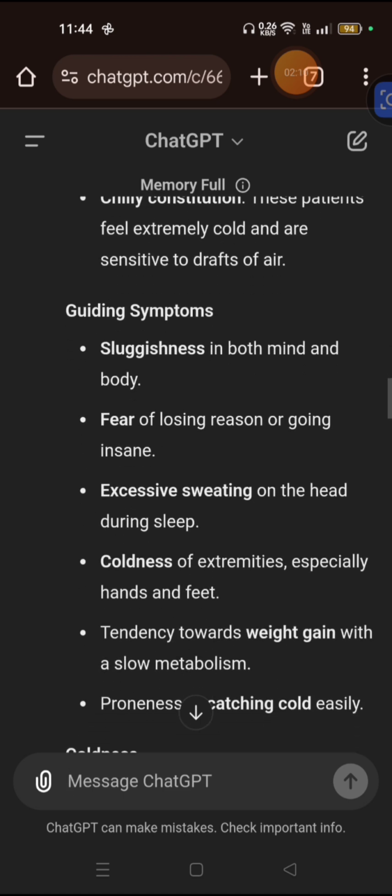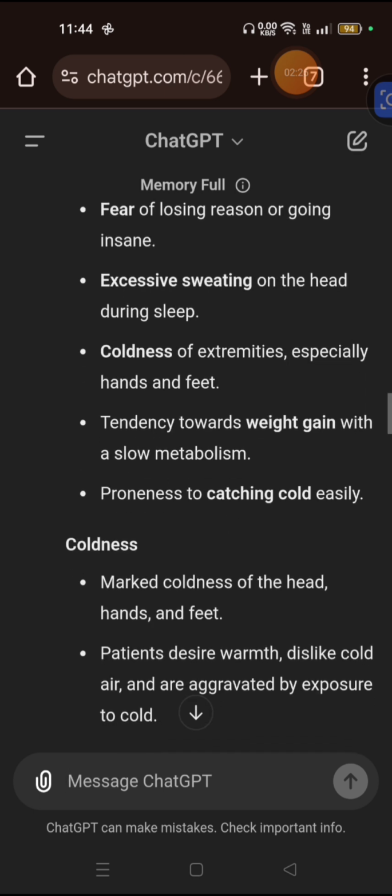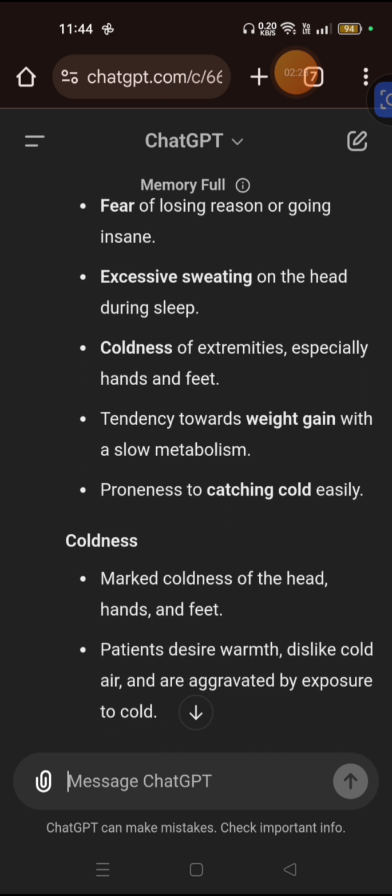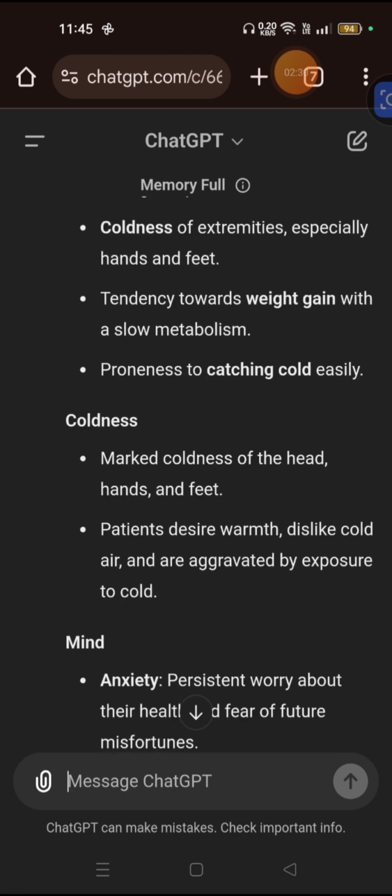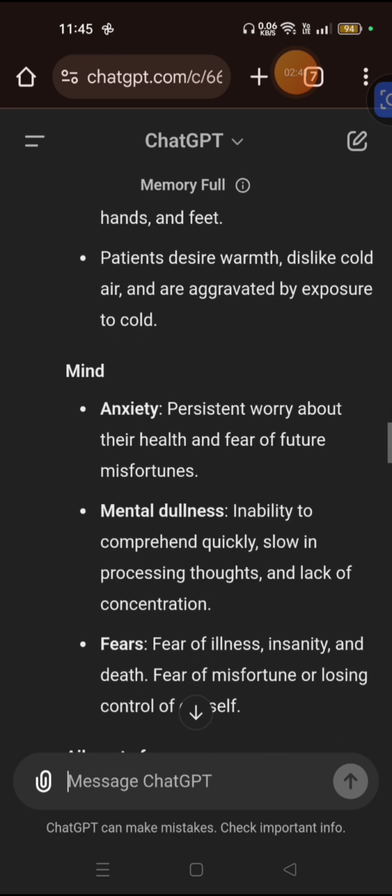Guiding symptoms. Sluggishness in both mind and body. Fear of loss of reason or going insane. Excessive sweating on the head during sleep. Coldness of extremities, especially hands and feet. Tendency toward weight gain with slow metabolism. Proneness to catching cold easily. Coldness. Marked coldness of head, hands, and feet. Patient desires warmth, dislikes cold air, and is aggravated by exposure to cold.